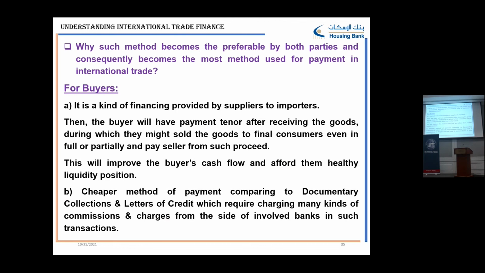For me as a buyer, I can release the goods and sell them in the local market, get money, and pay the seller from these proceeds. So I am not forced to have my own cash to pay this amount. I can pay from what I sell to my customers in the local markets. For sure, this will improve the buyer's cash flow. So as a buyer, I really need this trading method, the open account.